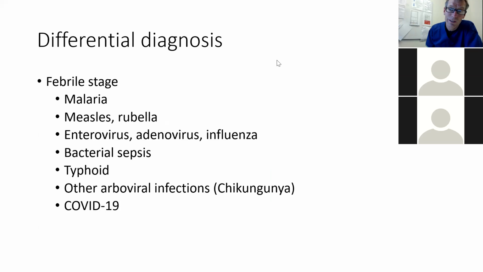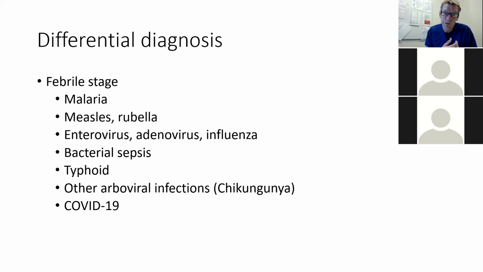We should also think that a child who looks like dengue might have something else, and it's very important that we look for other causes of fever and rash or high fever, such as malaria, but it could be measles or rubella, or there's some other viruses like influenza or adenovirus or enterovirus. They can all cause a fever and a rash. Now, we can't always test for those viruses, but we need to think about them as part of the differential diagnosis.